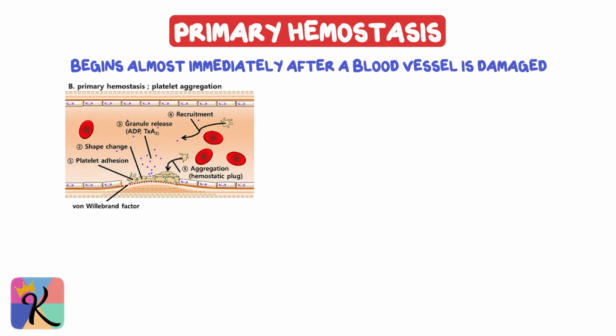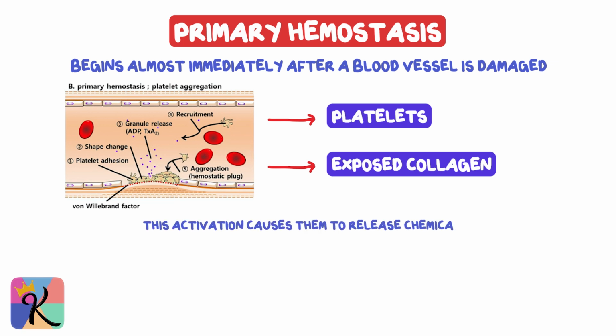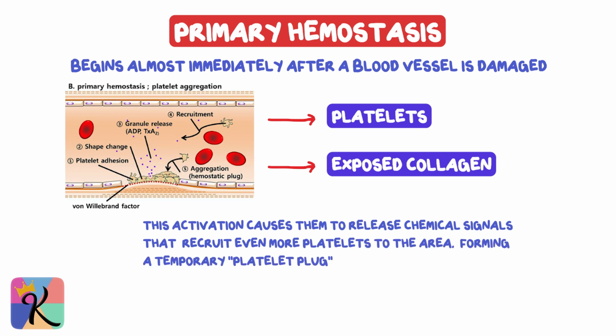Primary hemostasis begins almost immediately after a blood vessel is damaged. Platelets, which are small blood cells, are the first responders. They adhere to the exposed collagen fibers at the injury site, becoming activated and changing shape. This activation causes them to release chemical signals that recruit even more platelets to the area, forming a temporary platelet plug. This plug serves as a quick fix to reduce blood loss.